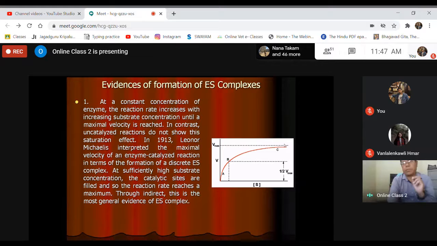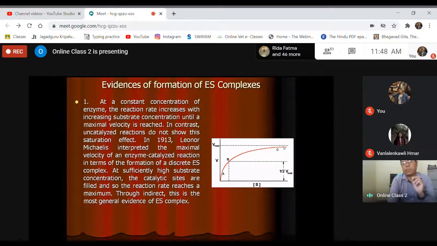After some point, the increase in the substrate concentration does not reflect in an increase in the reaction velocity. This is because at the point where the maximum velocity has been reached, all the enzyme molecules are saturated with the substrate. So further increase in the substrate concentration will not lead to the formation of more enzyme substrate complex. So the rate of the reaction remains constant at this point.